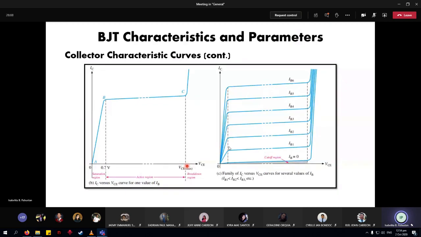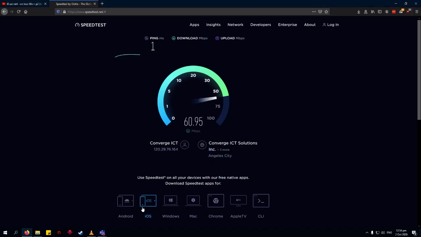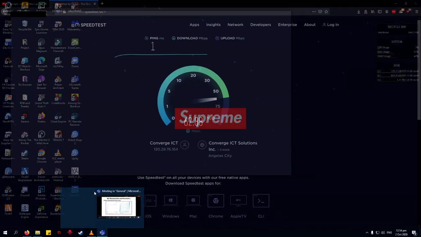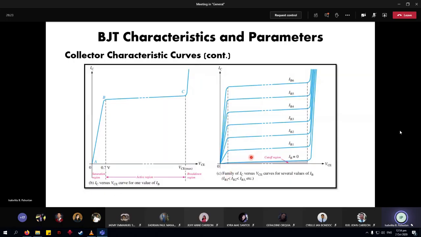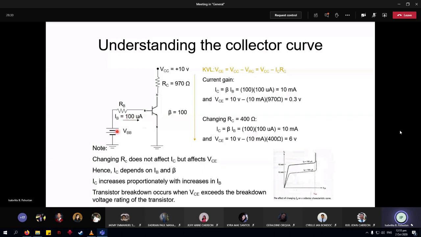Depende sa. Now, isa pa lang yan. You're going to set a certain IB, tapos magbabasa ka ng IC for the various VCEs. Isang curve pa lang magagawa mo. Tapos set ka na naman ng new IB. How are you going to set that new IB? Maybe you can adjust this, or maybe you can adjust this if this is a variable resistor. So you're going to increase IB.